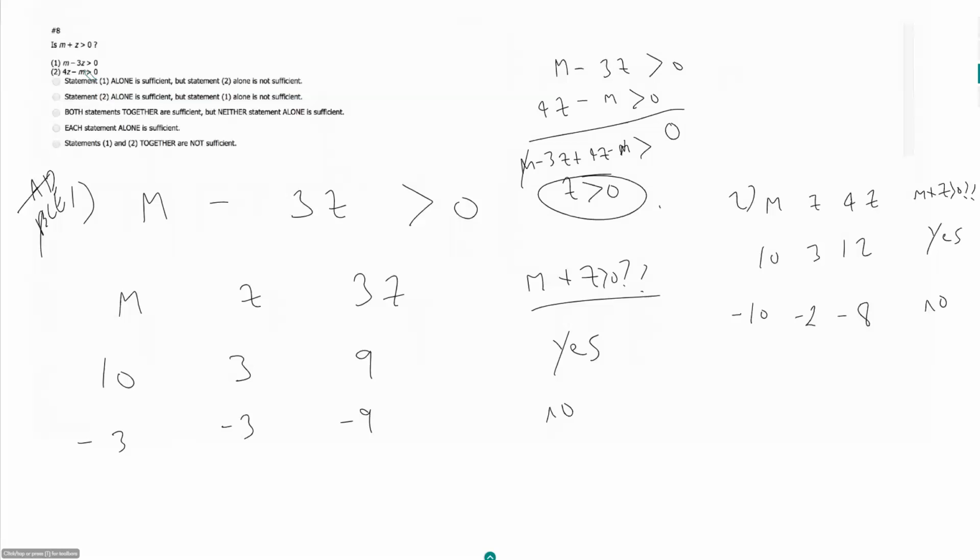So let's think about this. If z is greater than 0, so z is positive. Here, m minus 3z is greater than 0. So if z is positive, m also has to be positive. So to fit with that statement, m and z individually have to be positive. So together it actually is sufficient, because if m and z both must be positive, m plus z will be greater than 0. C is the answer, both.